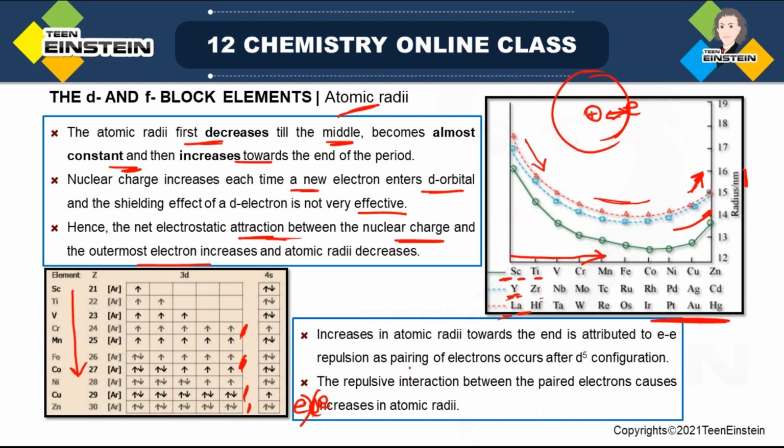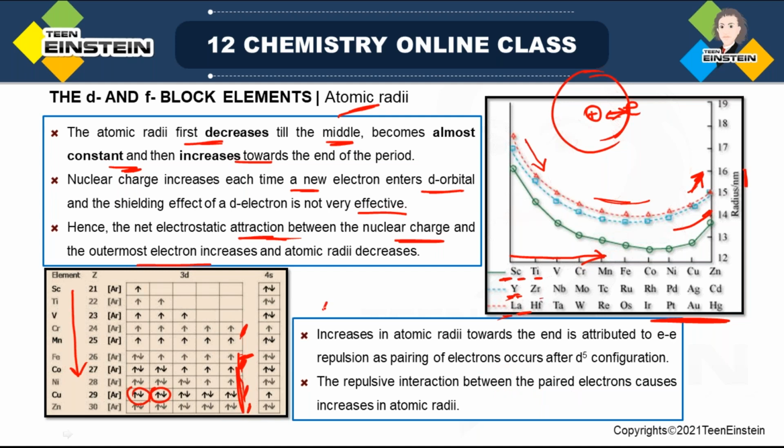Why? Because more pairing of electrons is occurring. See, up to this part there is no pairing, but as we are moving from Fe to Co, Ni, now the electron pairs are increasing. So that means repulsion will also increase. The repulsion interaction between the paired electrons will cause an increase in atomic radii. Okay, so these are the two different reasons for which we are seeing this type of trend.